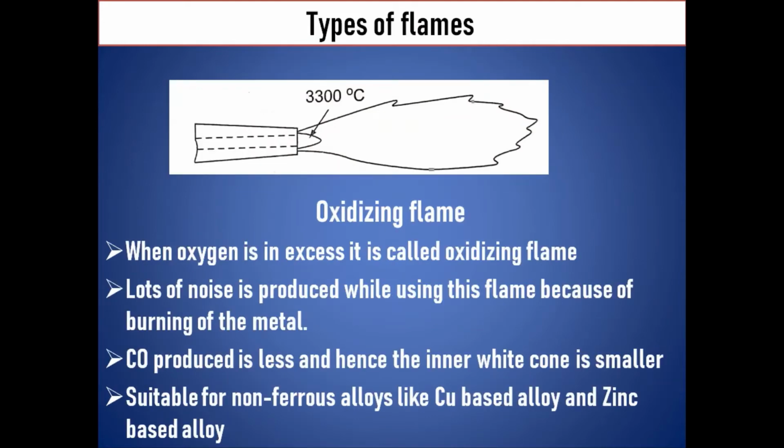Then the third type is called the oxidizing flame. In this case, obviously the oxygen is more compared to acetylene. So if oxygen is more, then burning will be more, the temperature will be more, and heat generated will be more. The temperature is around 3300 degrees centigrade in the inner white cone, which is obviously more compared to both the neutral flame as well as the carburizing flame.